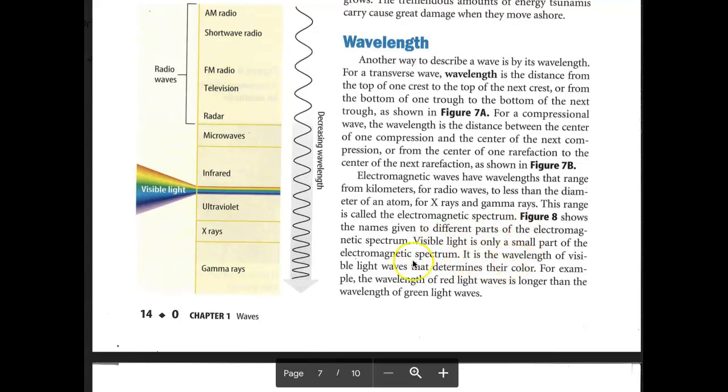It is the wavelength of visible light that determines their color. For example, the wavelength of red light is way longer than the wavelength of green light. You can see that one because it's right here, and that's higher up on this scale. Just like the colors of the rainbow, longest wavelength is red. Shortest is going to be the one that's closer to the bottom of the scale, which is your blues and purples.